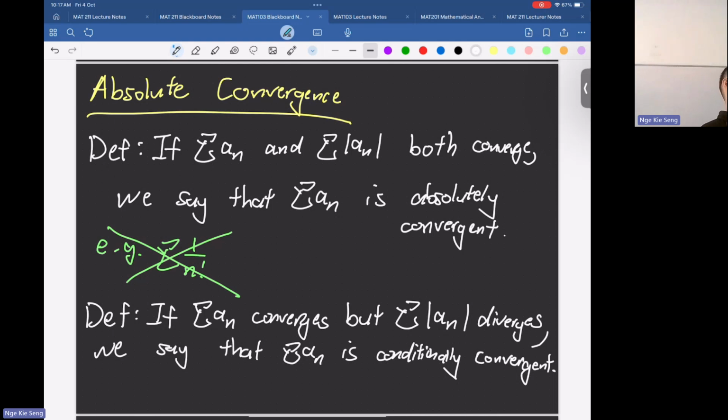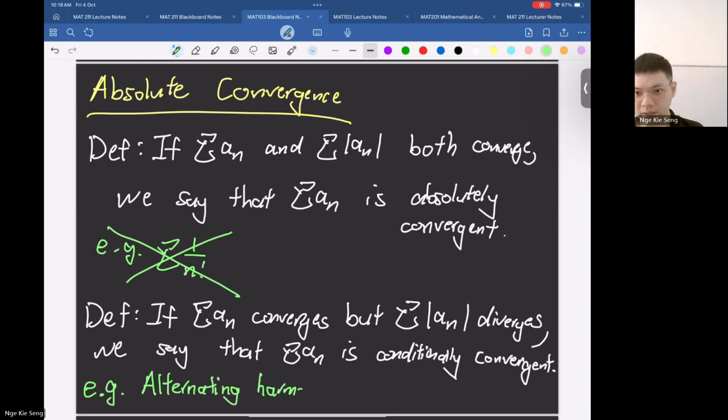But this we have seen already. Can you remember what example fits this conditionally convergent? I've just seen this: the alternating harmonic series. Because the alternating harmonic series converges. But if you take the modulus, what happened to the alternating harmonic series? It becomes the harmonic series, but the harmonic series diverges. So we will say that the alternating harmonic series is conditionally convergent.